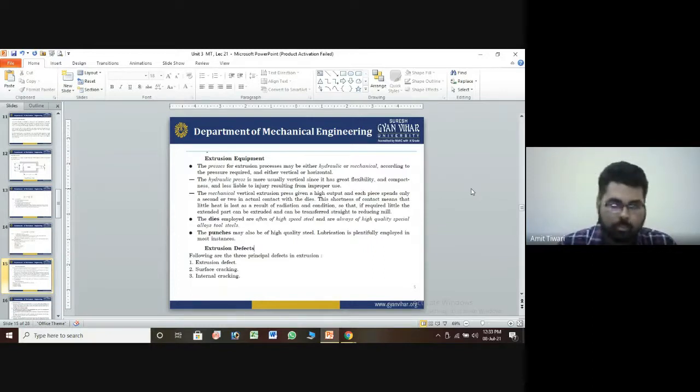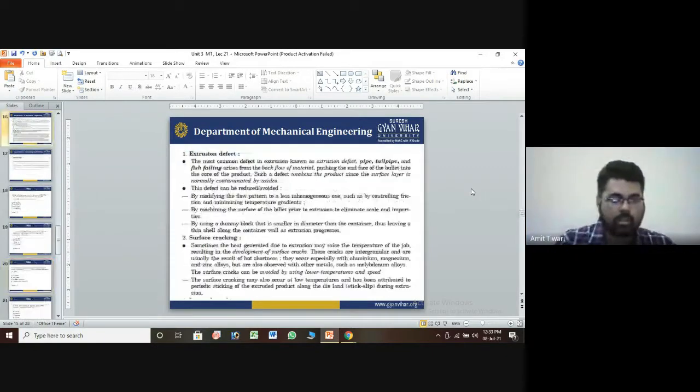The extrusion defects we can say are cracking or internal cracking. There are three principal defects in extrusion. The first is extrusion cracking defect, the most common defect in extrusion, known as the extrusion defect. Basically, it occurs in the pipe, the tailpipe, and the flash fouling. Basically, it arises from the back flow of material. Generally, it is a very common type of defect in cold extrusion material.